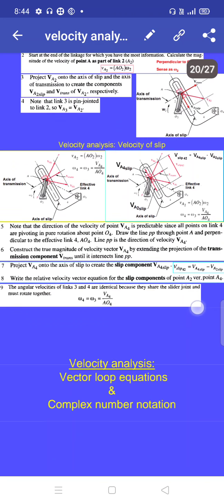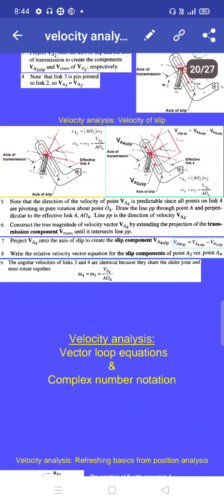Write the relative velocity vector equation for the slip components of point A2 versus point A4. The angular velocities of links 3 and 4 are identical because they are shared. The slider joint must rotate together. Omega 4 is equal to omega 3, which is equal to VA4 divided by O4A.